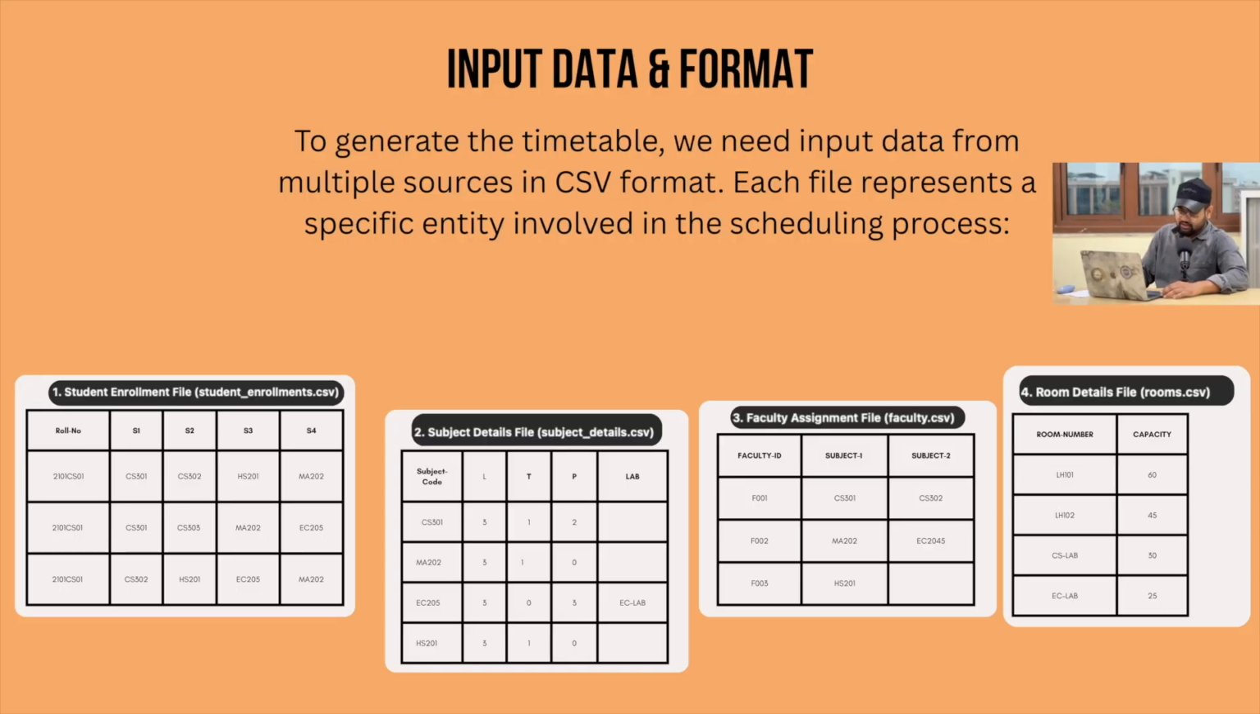So as you can see on the screen, we are having the student enrollment file, which means we will be having the roll number of the student and which course, which subject they are enrolled in. So in this example, we have taken 4 subjects. So the roll number 2101CS0101 has taken CS301, CS302, HS201 and MA202. Similarly, there are 3 students that we have taken in the same example.